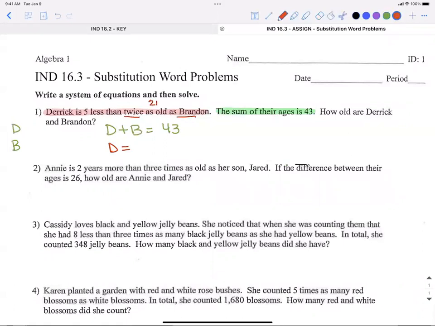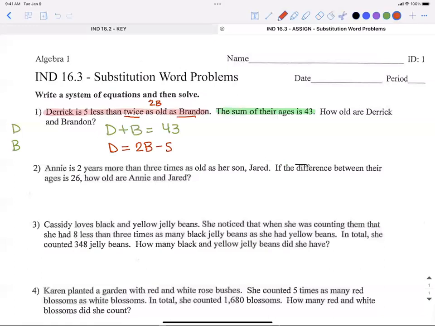So that can be equated as 2B, right? Twice as old as Brandon is 2B. But it says it's 5 less than that. So we need to subtract 5 from that total. So now I have an equation for Derek's age equaling twice the amount of Brandon minus 5.